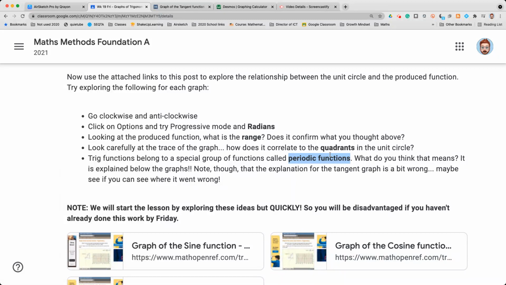What's the period of cosine? 2 pi, or 360 degrees.